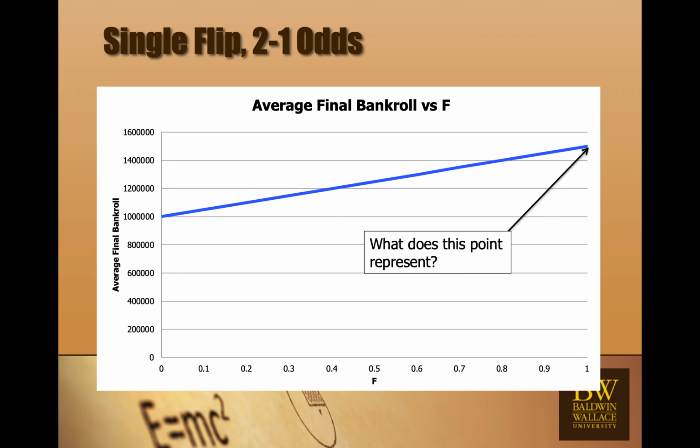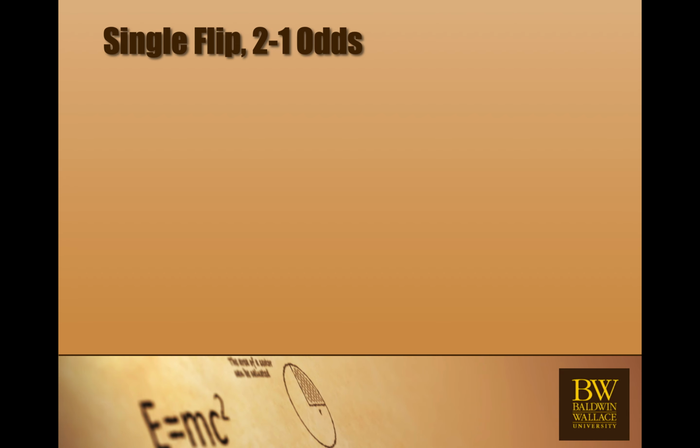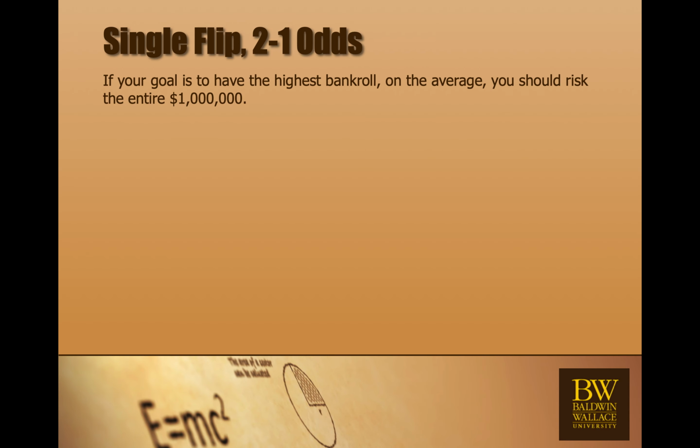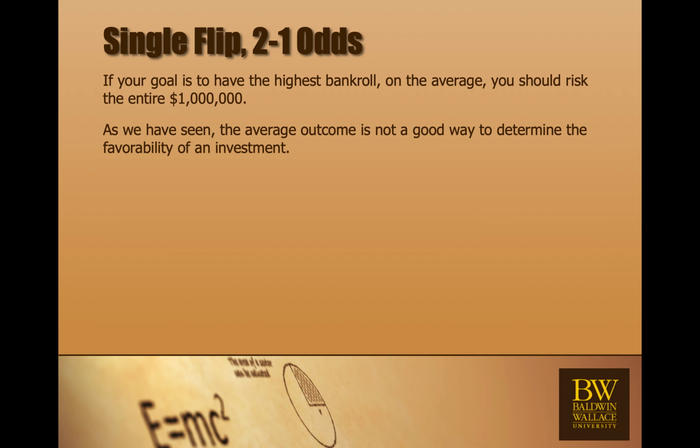And if you risk it all, if you put in your 1 million, she's putting in 2 million. Right? You're getting 2 to 1. So you're either going to have 0 if you lose or 3 million if you win. So the average of those two is 1.5 million. And that's what that point represents. So if you have a positive expectation, and that's your only criterion, you're going to risk it all. If you want the highest bankroll on the average, you should put in the whole 1 million.